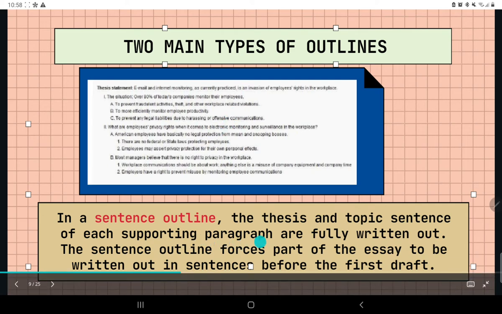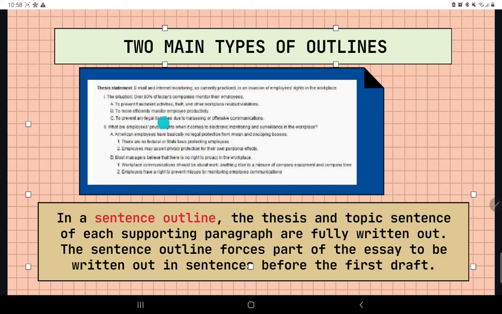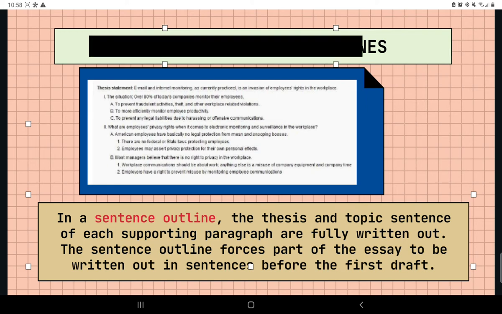The sentence outline forces part of the essay to be written out in sentences before the first draft. So, dito, sentences na ilalagay mo bago pa yung draft. Okay? So, outlining, you have to understand first the topic, tapos mag-outline ka ng idea, mag-brainstorm ka sa sarili mo. Pagkatapos nun, tsaka gagawa ng draft, tapos i-edit mo hanggang magawa mo yung final paper mo.